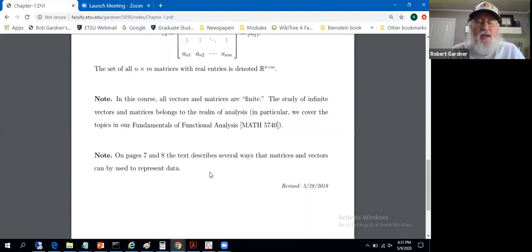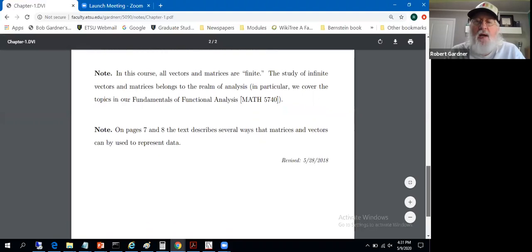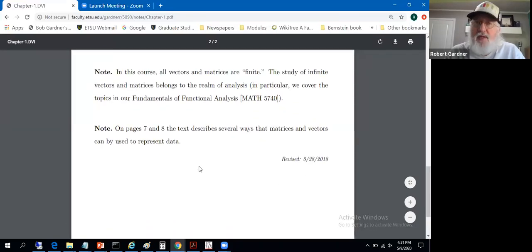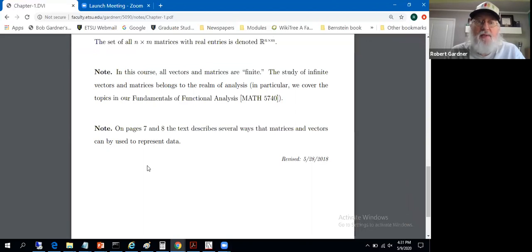As I mentioned, this book comes out of a series of Springer Verlag books aimed at statistics and applied statistics in particular. Pages 7 and 8 of the textbook describe ways that matrices and vectors can be used to represent data. We'll certainly call attention to some of the statistics applications, but in our limited time, we're mostly here for the matrices and the properties of vector spaces and the interaction of matrices and vector spaces and eigenvalues. But we'll encounter some of the applications related to statistics as well.